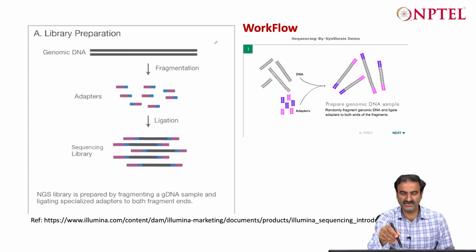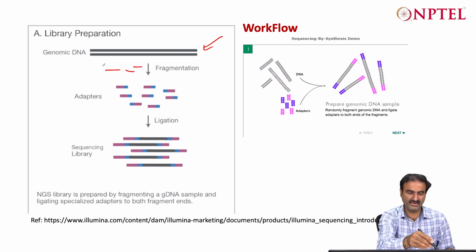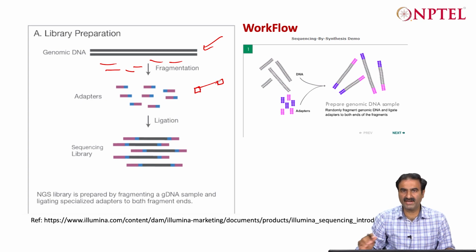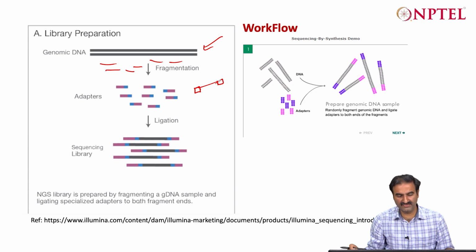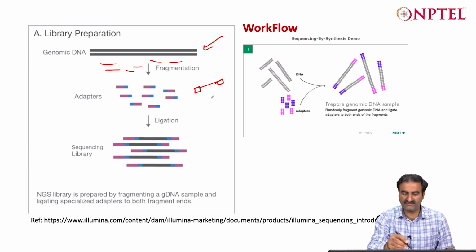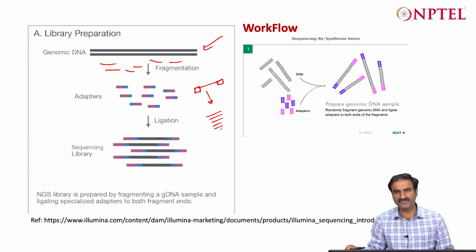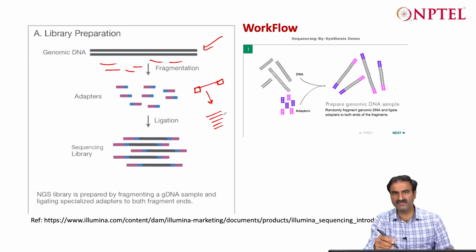For example, this is your DNA. So you break the DNA into smaller pieces. For each piece, at both ends, you put adapters, forward and reverse. Then you make multiple copies of these on the flow cell, and each copy is sequenced, so each piece is sequenced in parallel, and you get the signal.